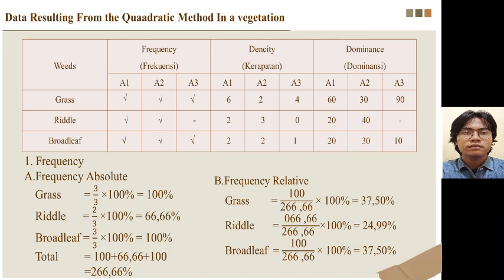B. Relative frequency. Relative frequency can be found when the absolute frequency value of that type is divided by the absolute number of frequency of all types times 100%.